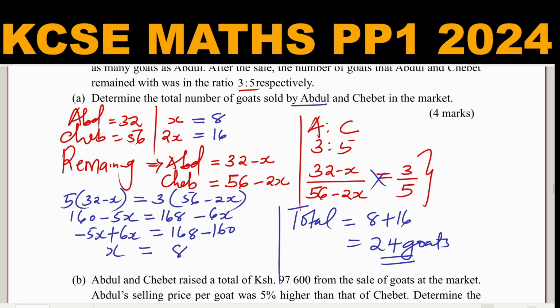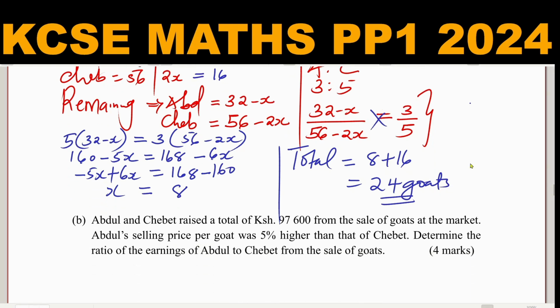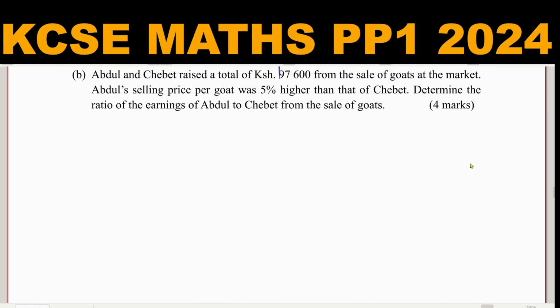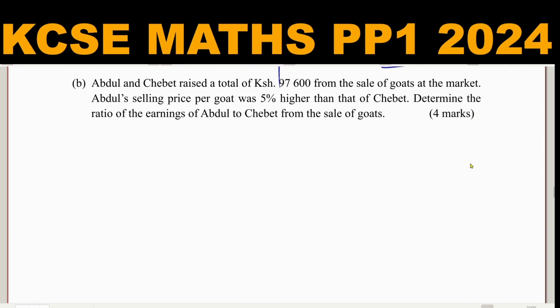So part B of the question: Abdul and Chebet raised a total of 97,600 from the sale of goats at the market. Abdul's selling price per goat was 5% higher than that of Chebet. Determine the ratio of the earnings of Abdul to Chebet from the sale of the goats.